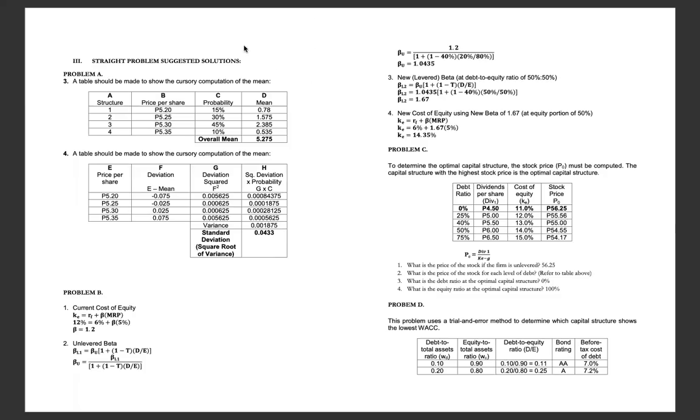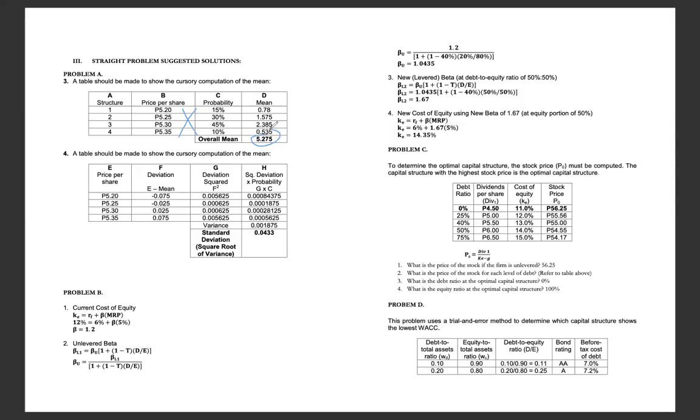So for problem letter A, same process tayo class dun sa MCQ. Okay, so we have here price per share 5.20, 5.25, 5.30, and 5.35. Just multiply this by the respective probability percentage. Then you have the mean and you have the overall mean.